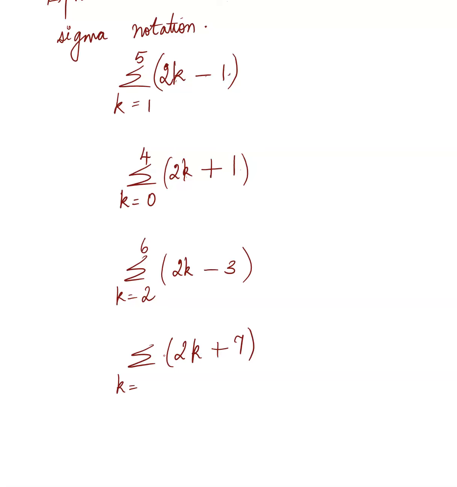When k is negative, I need to go lower to offset this plus 7. So negative 1 will be 2 times negative 1, which is negative 2, plus 7, which is a 5. And I don't want that 5 because we need to start at 1. So then I go for negative 2. 2 times negative 2 is negative 4. Negative 4 plus 7 will be a negative 3.